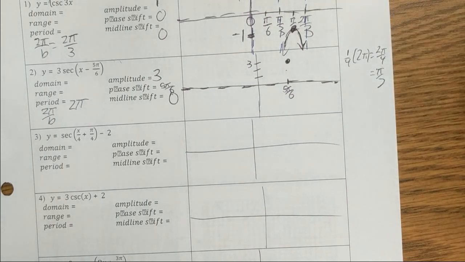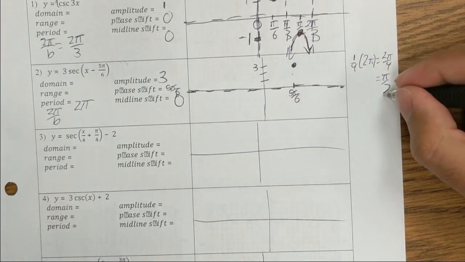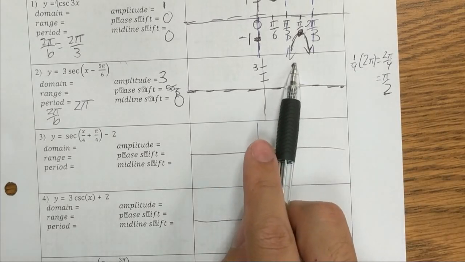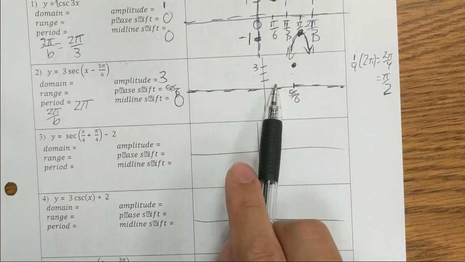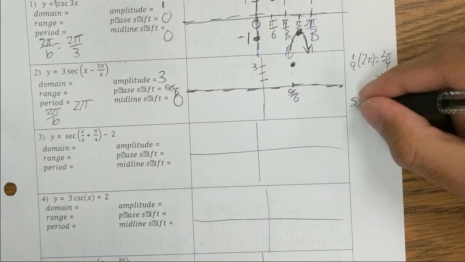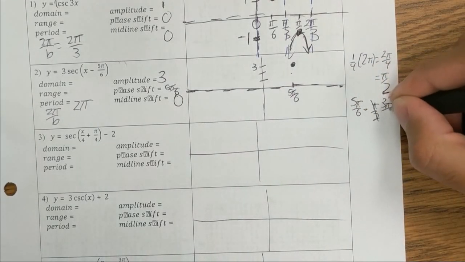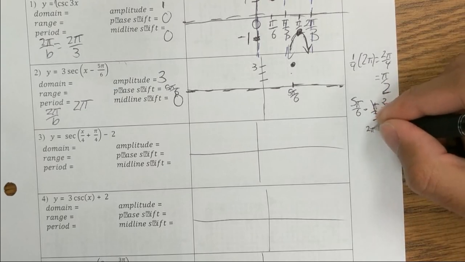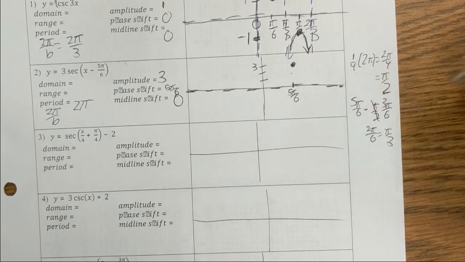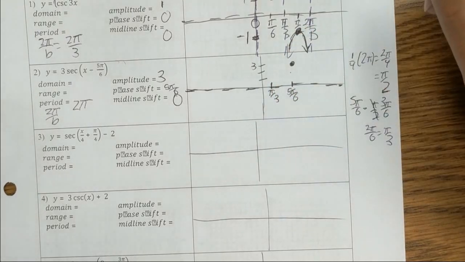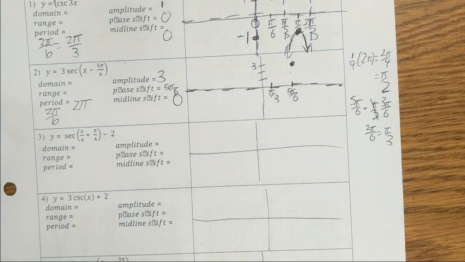Okay, so I figured out that 1/4 of the period is worth pi over 2. So from the vertex, I go pi over 2 units to the left. To go to the left, I subtract, find a common denominator, and 2 pi over 6 reduces to pi over 3. Okay, so at pi over 3 is where I have a vertical asymptote.